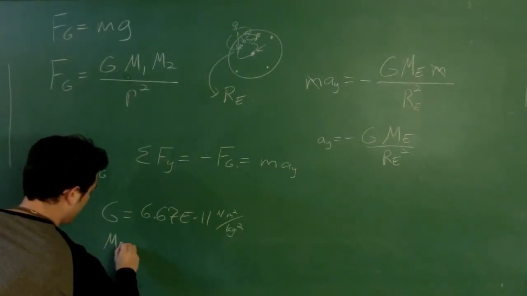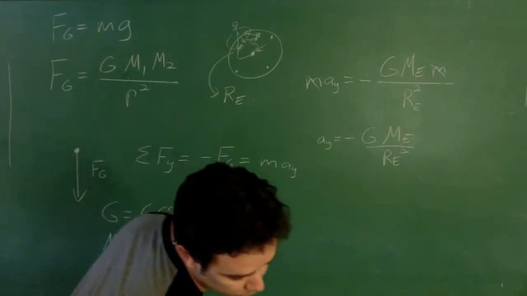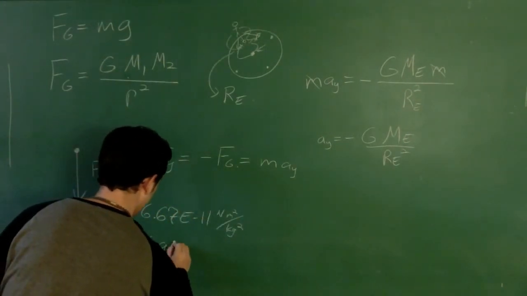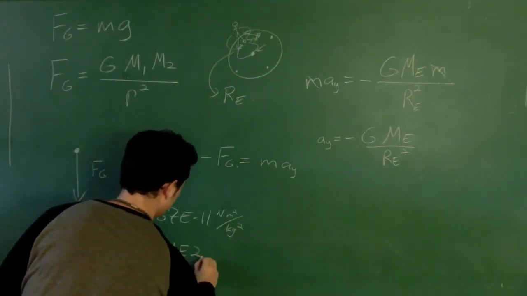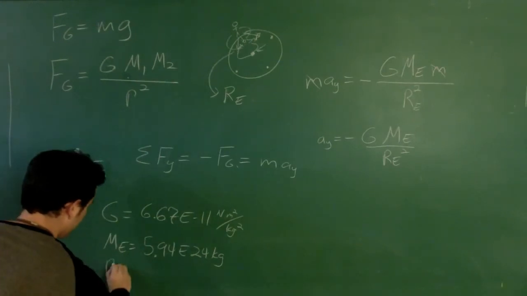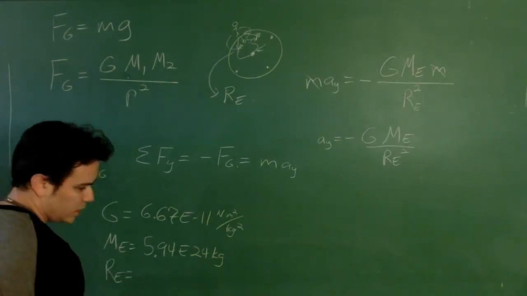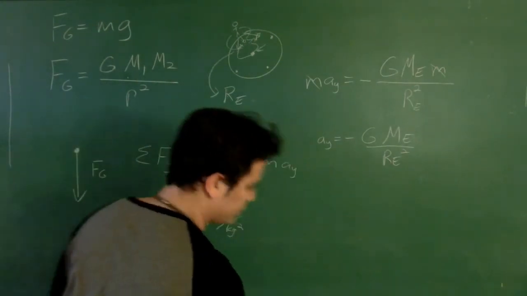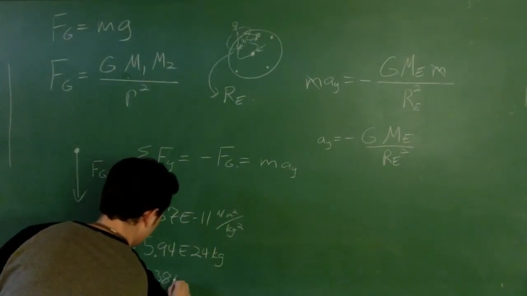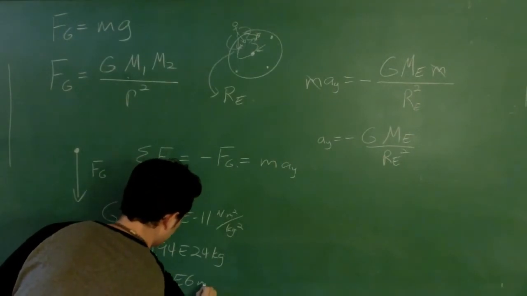The mass of the Earth is, I wrote it down, just making certain, it should be 5.94 times 10 to the 24th kilograms. And the radius of the Earth equals, I'm used to saying 6.4, but we're going to go with 6.38 times 10 to the 6th meters.